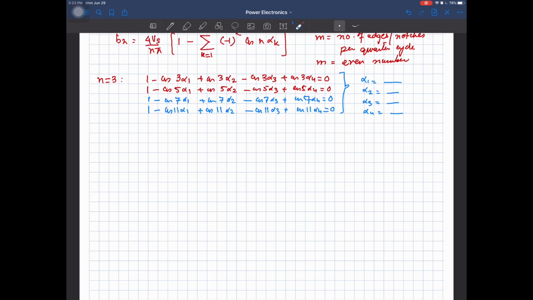So far we have seen examples in which we have considered an even number of edges per quarter cycle. Now let's take an example in which there are an odd number of edges or notches per quarter cycle. So first of all, let's draw the waveform for that one.